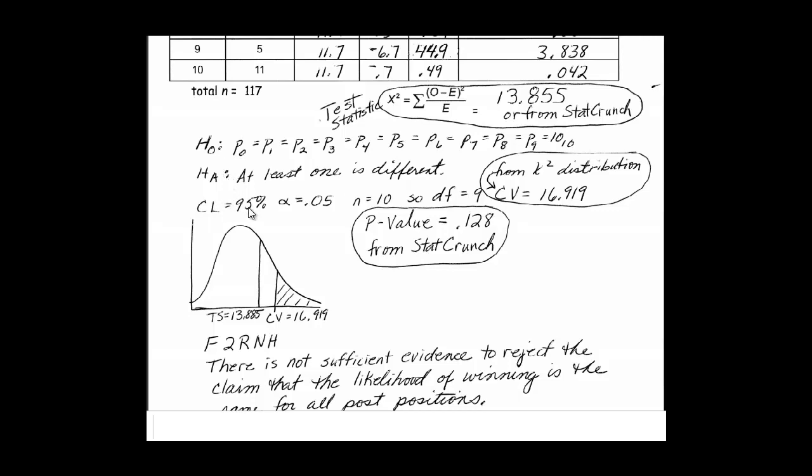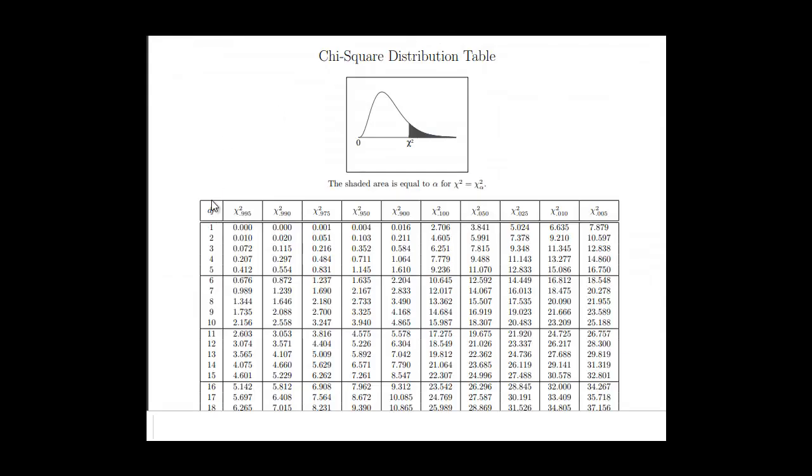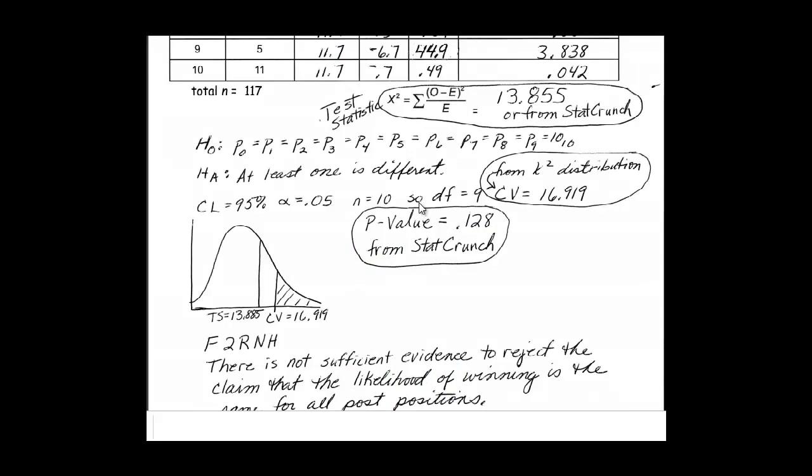Our confidence level is 95%, alpha is 0.05, and here's my other error. I wrote n is equal to 10, and I should have written k is equal to 10. The number of categories is k. We have 10 categories, so that should be 10. So our degrees of freedom is 9, and I need to go to the chi-square table to find our critical value using degrees of freedom of 9 and alpha of 0.05. I go down to 9 and across, because remember, it's a right tail test. I only want 0.05 in the right tail. And that's where we found the 16.919 from our chi-square distribution. So, back to our problem.